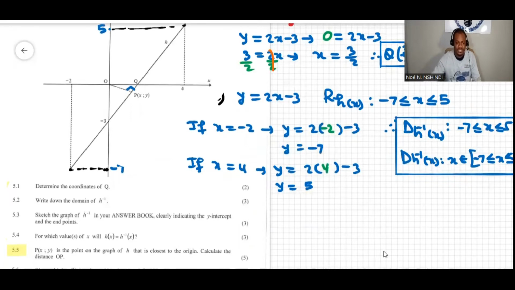The question says P is the point on the graph of h that is closest to the origin. Calculate the distance of OP. All right, it is important to note that the shortest distance OP, the shortest distance to the point P, must be the distance that will be perpendicular to h of x. That's the shortest distance.